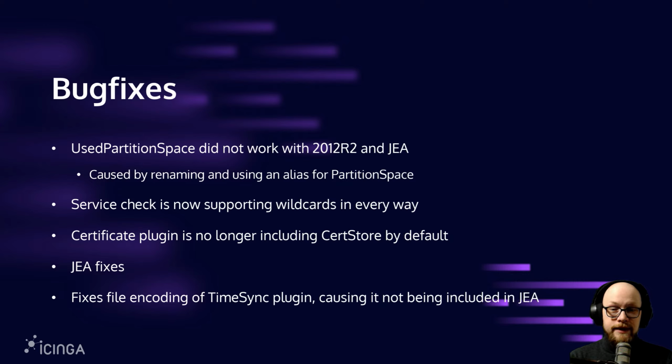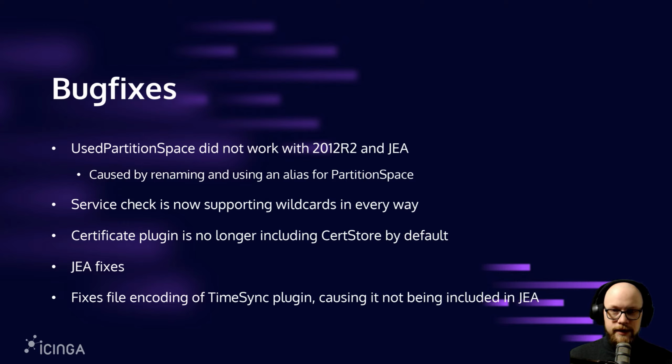Now the problem is that aliases do not work with 2012 R2, the Windows version. And as we did not create the alias within JEA, it was also not working in JEA context. That's now resolved because we created a custom command for this. So basically with 1.8, all these problems are now fixed and you can run both versions within JEA and on older Windows systems.